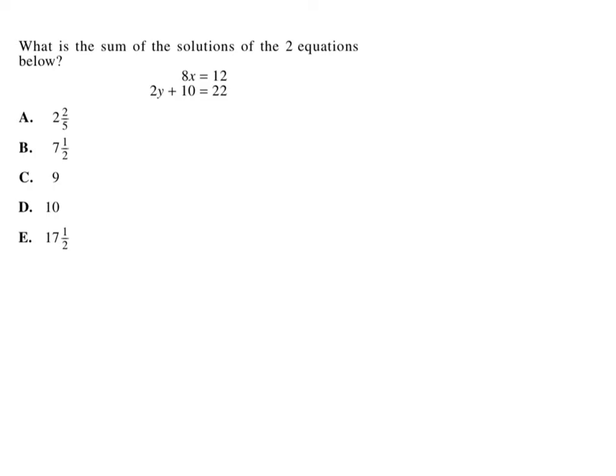So this is kind of an interesting question because when I read the directions, it tells me to find the sum of the solutions. So I know I'm going to find a solution to the first equation, which is 8x equals 12. And then I'm going to find a solution to the second equation, which is 2y plus 10 equals 22. But then I need to add those two solutions together because that's what a sum is. Sum is the solution to an addition problem.